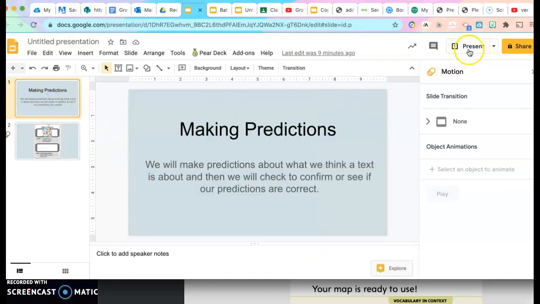Let's just review real fast. A prediction is an educated guess. It's kind of like we're a detective, but it's what do we think it's going to be about? What can we assume or say it could be about just by looking at the pictures and reading the title?